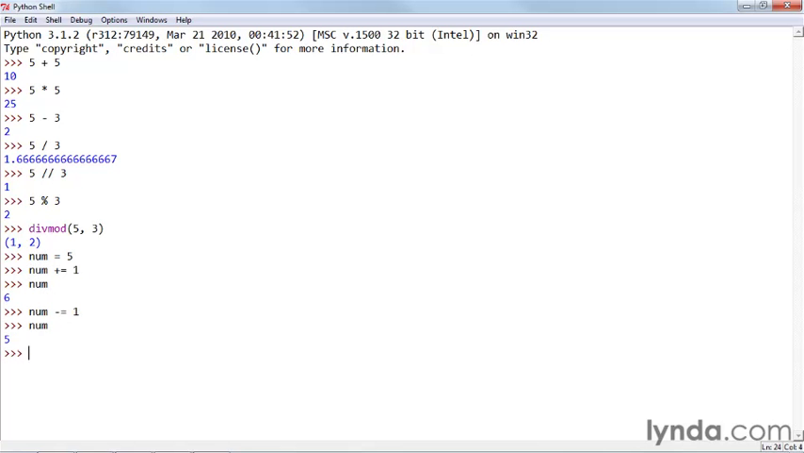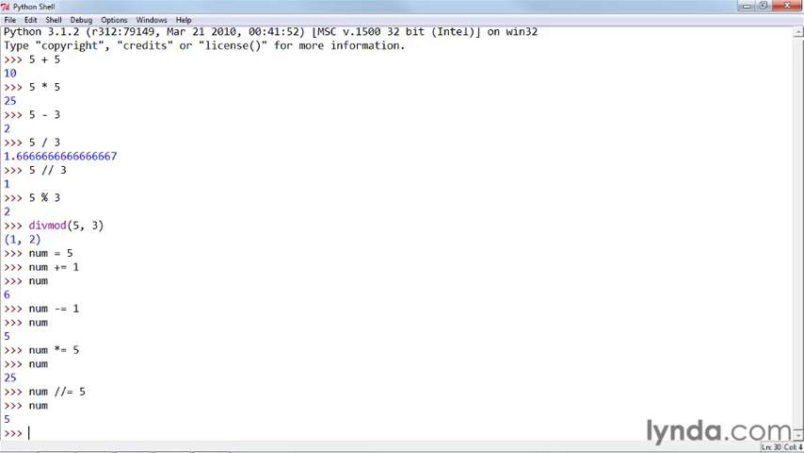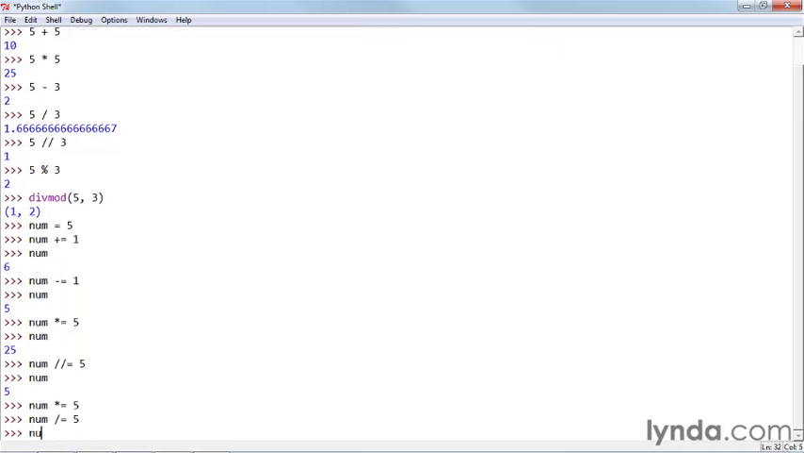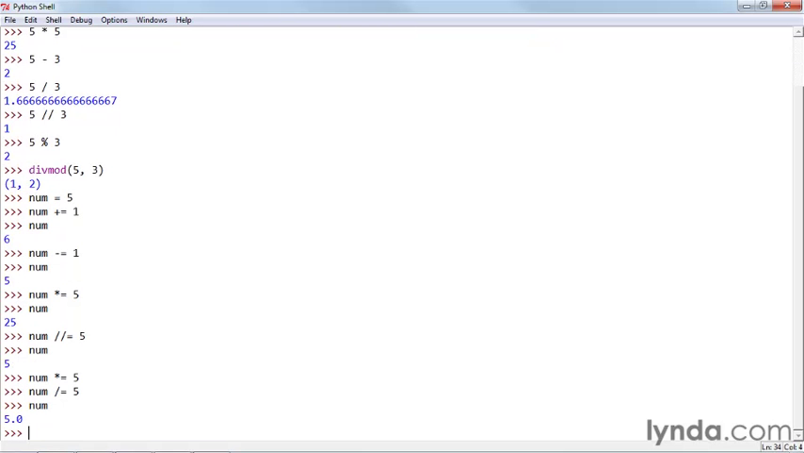And there's also a multiplication and division form of these. So if I say num times equals 5, I get 25. If I say num floor division equals 5, then I get the integer 5. And of course, if I say num times equals 5 again, and then num with one slash, div equals 5, then we'll get the floating point version, 5.0.